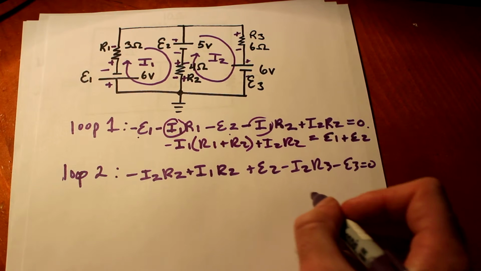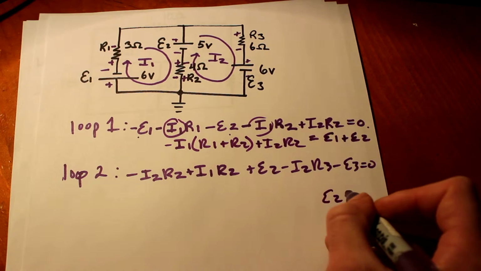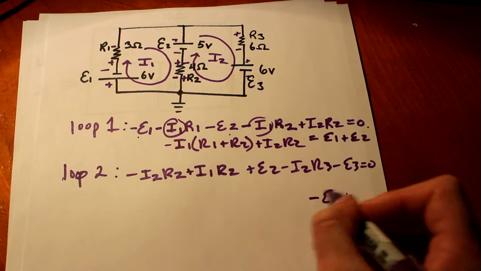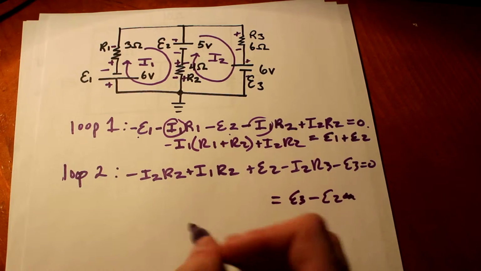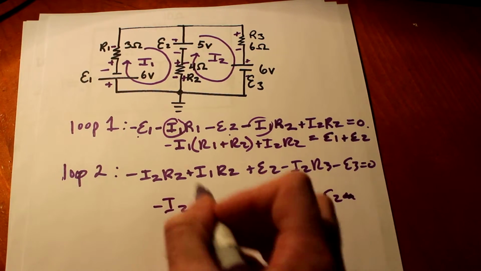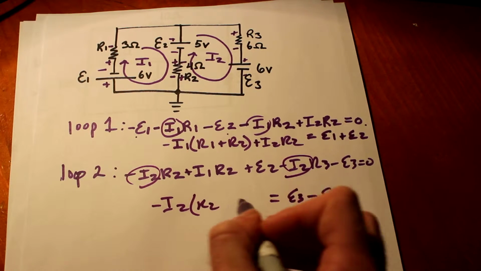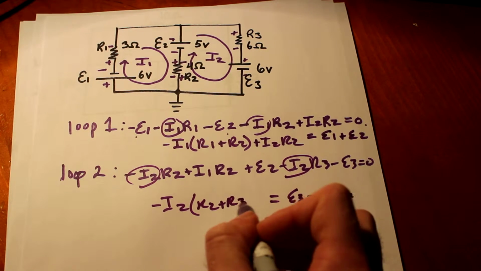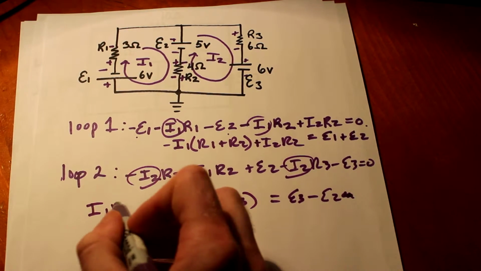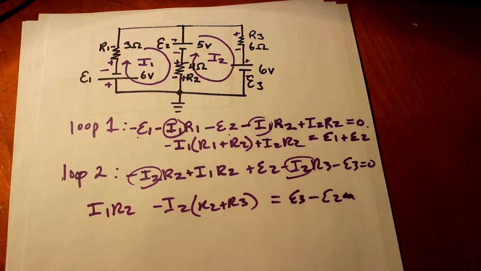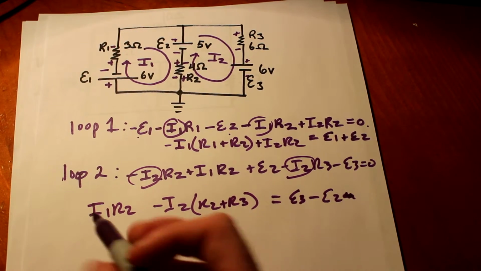Same thing here. Put the voltage to the other side. So we'll have E3 minus E2. And we will have minus I2, which is right there and right there. So we'll go R2 plus R3. And what else do we have here? We have an I1 R2. Okay. So the order of these shouldn't matter too much at this stage.